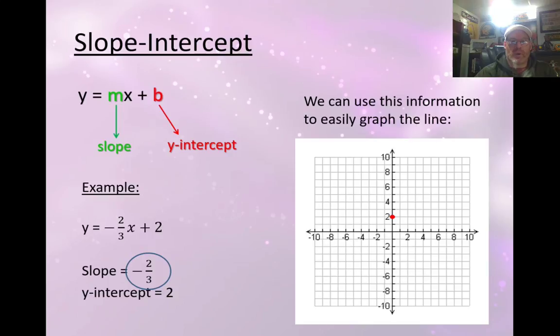So from that point, I'm going to go down 2 and right 3, and I'm going to put another point at that spot. All right, this is a line, so we don't need any more points than that. So there's our graph of y equals -2/3 x plus 2. All right, that's it for this video.